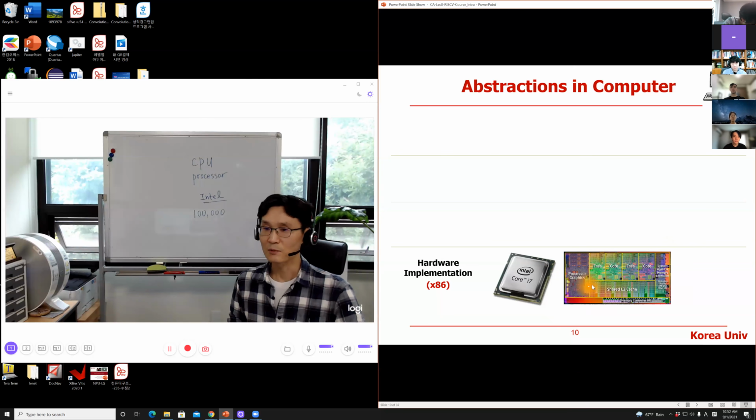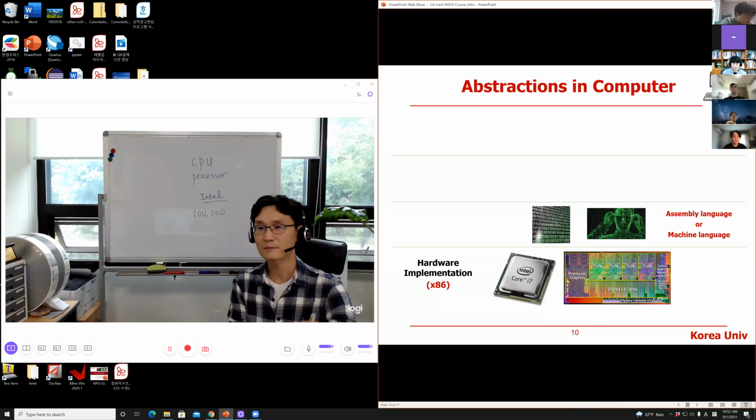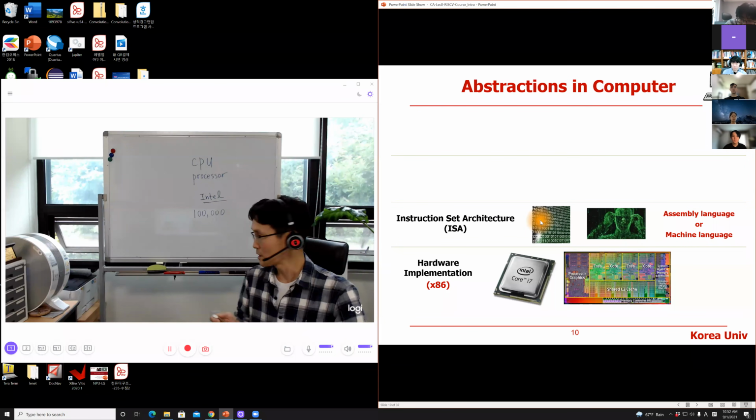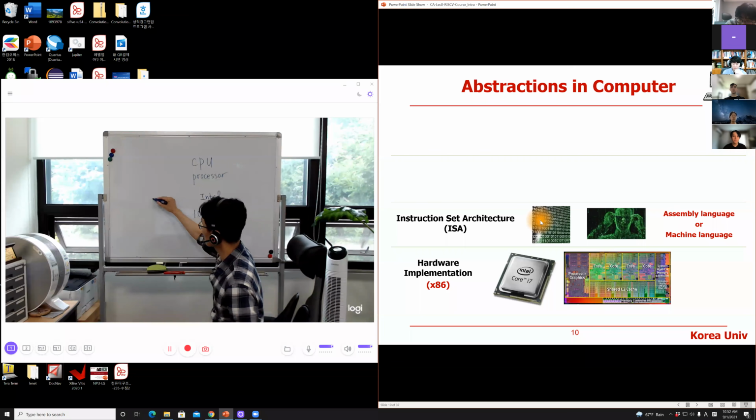Because it is so complicated, Intel is providing an abstraction layer that is called instruction. These ones and zeros. The thing is instruction. In Korean, 명령어.